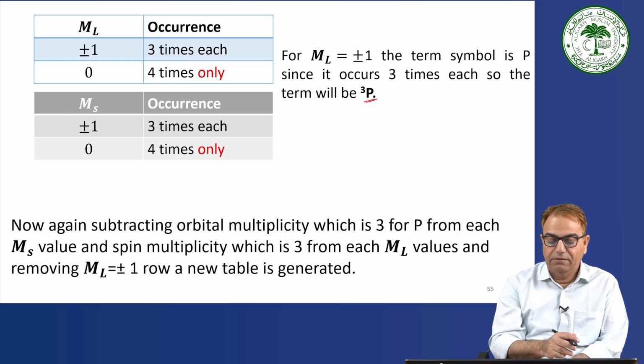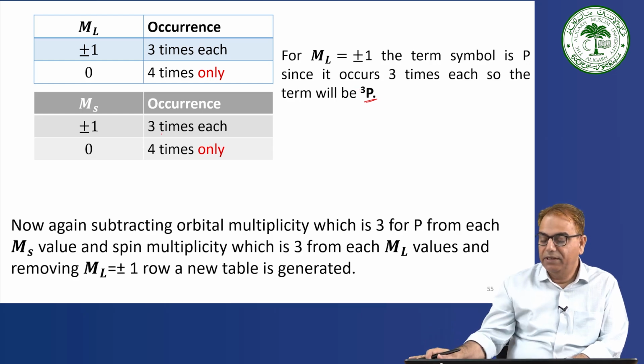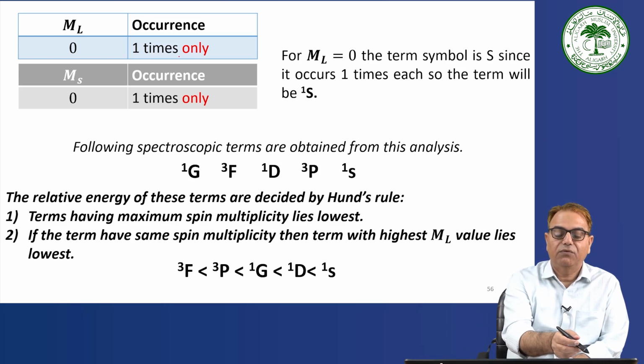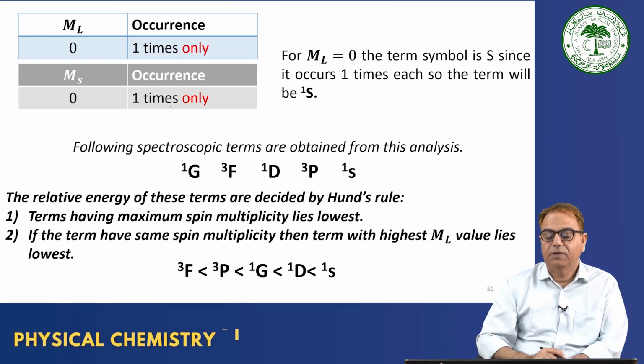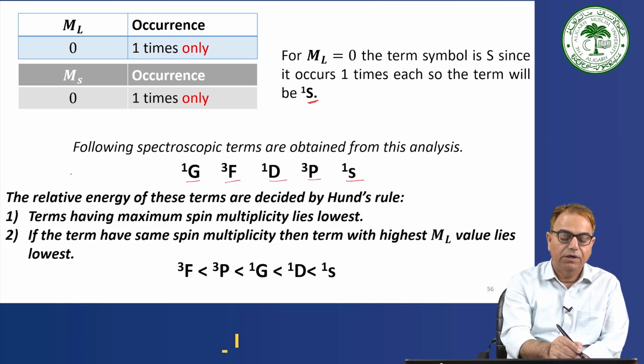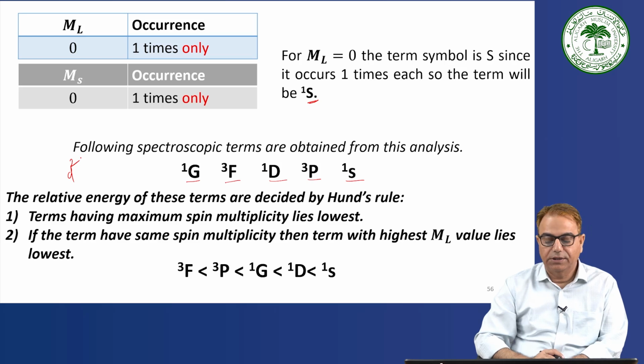Okay. And you will deduct 3 from here. It is triplet P, so 2S plus 1 is 3. This also you will deduct, and the only remaining term will be for ML equal to 0, one time only, or for MS equal to 0, one time only. And for ML equal to 0 one time only, it is singlet S. So altogether, if you look at this creation of occurrence and analyzing all the microstates, you got singlet G, triplet F, singlet D, triplet P and singlet S terms for the d2 configuration.